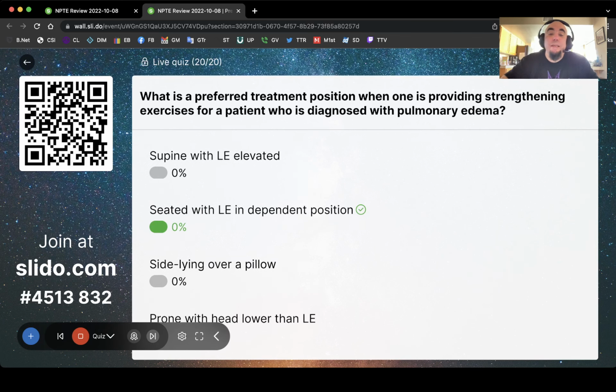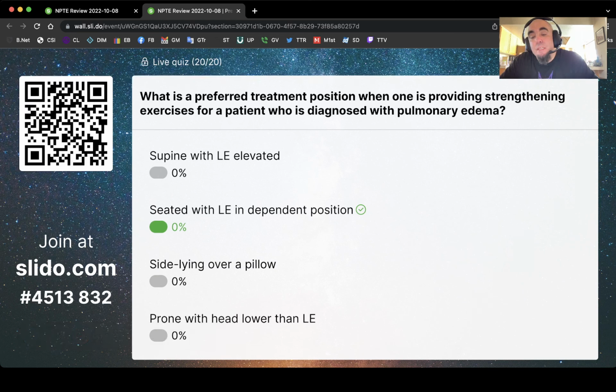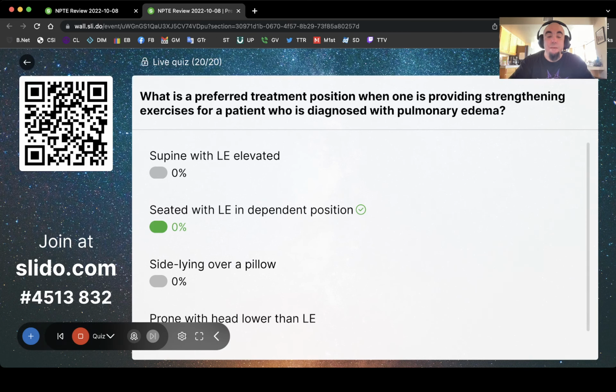The best option here is seated with lower extremities in dependent position. All the others could be a potential, except for side lying over a pillow, right? Side lying over a pillow is kind of the red herring there. But the other two are for swelling in the lower extremities, right? So that would be more of edema in the body, less of edema in the heart or the lungs, right? In this position, is it possible that their lower extremities could get edema? Absolutely, right? But seated is the best position to perform exercise with a patient with pulmonary edema, because in any other position, you could end up increasing the pressure on those lungs and cause bad things to happen.